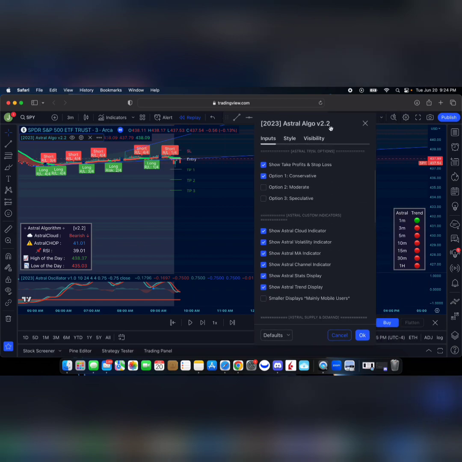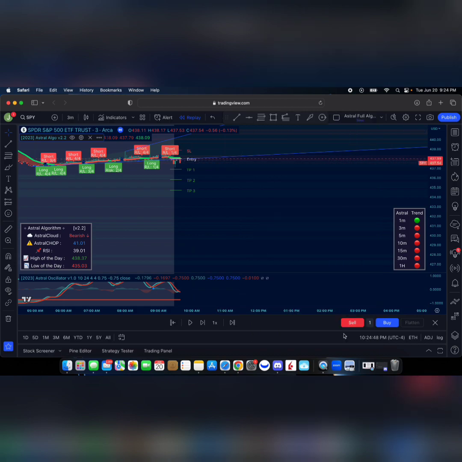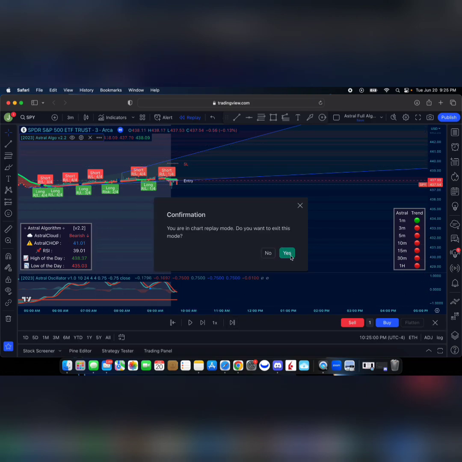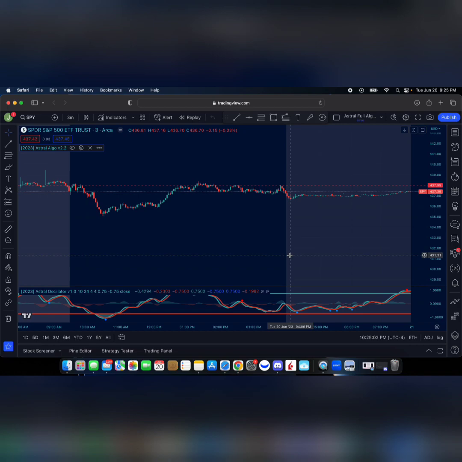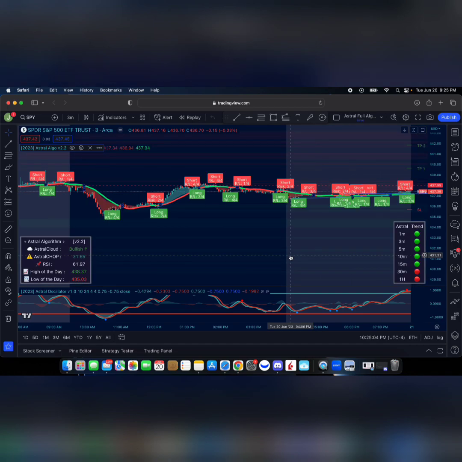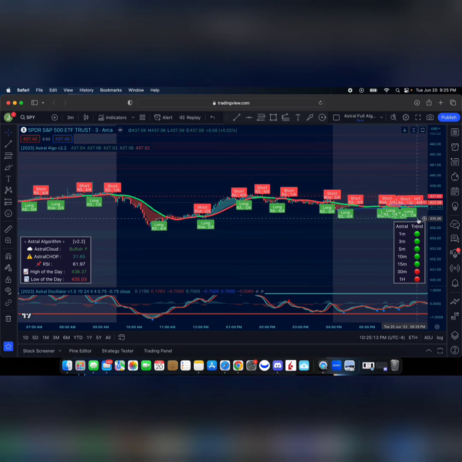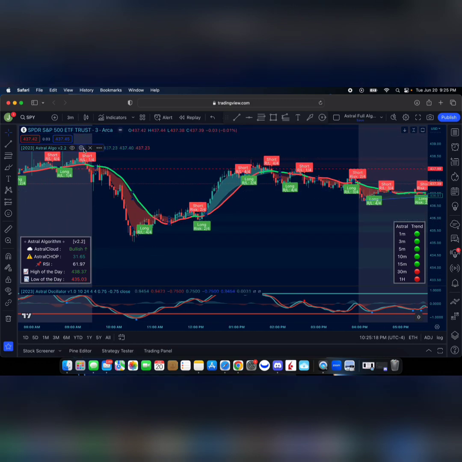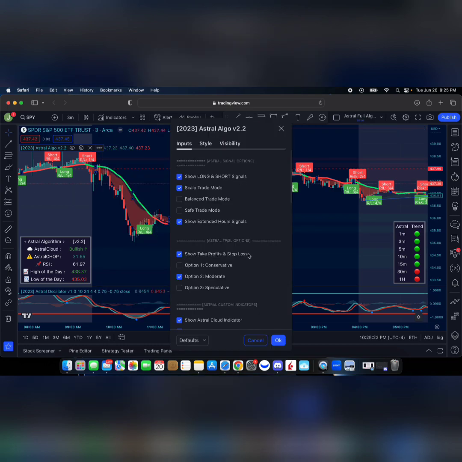And then if you want, let me exit this quickly. Let me exit the bar replay. Give me 1 second. Okay, let me go to the settings. Sometimes it doesn't click for some reason. So I go to the settings here.